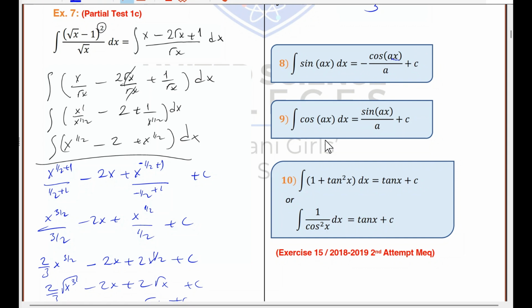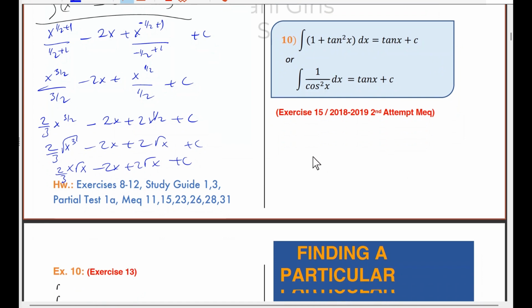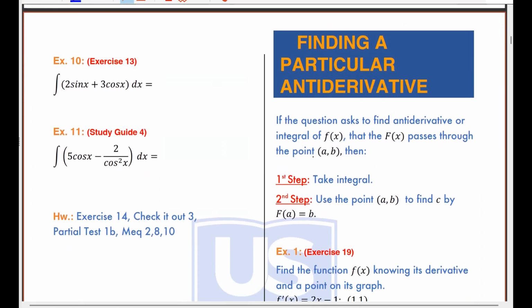Okay, plus c. For cosine, whose derivative is cosine? The derivative of sine is cosine, right? So the integral of cosine is sine of the same angle divided by the derivative of the same angle, plus c. About tangent, the derivative of tangent is either 1 over cos squared or 1 over tan squared. So the integral of either 1 over cos squared or 1 over tan squared gives you tangent plus c. Okay, so exactly the same rules came in the study guide, and it's an exercise question.